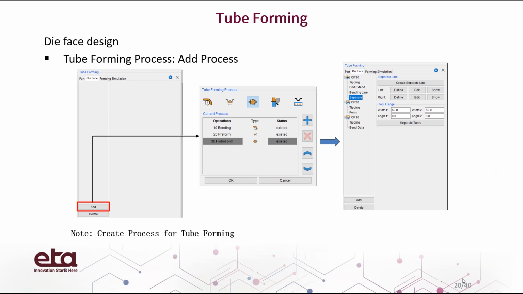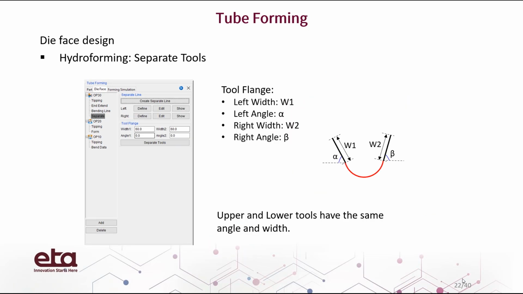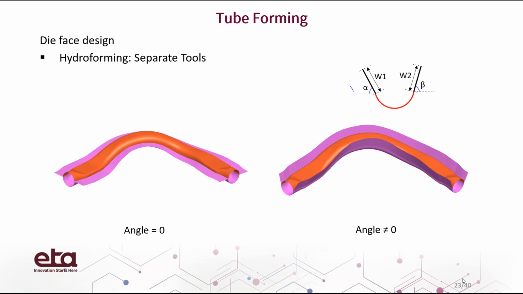After part definition, we can use die face functions to define tubular hydroforming die face. The end extend function is provided to extend the both ends of tubular product to initial tube size. The separate tools functions are provided to split upper and lower hydroforming die face. We can split die face using a defined angle.